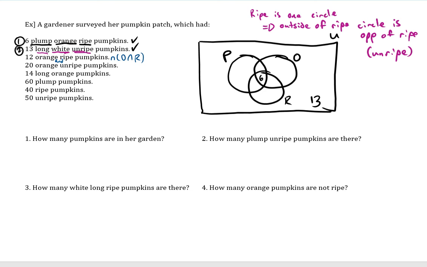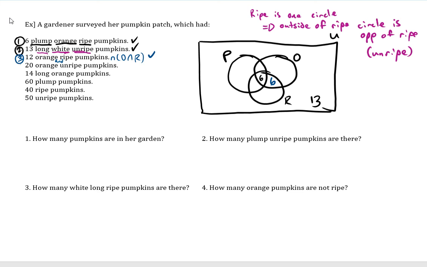Orange and ripe pumpkins. Okay, so that means that is the football shape between the orange and the ripe circles. It's saying 12's accounted for. So I'm going to label this 3. So that means there should be 6 left over then to add up to be 12. Okay, so I'm going to put my check mark there, and then let's keep it going. All right, let's see what this next one does. I'm going to continue using colors. Okay, so for 20 orange unripe pumpkins.